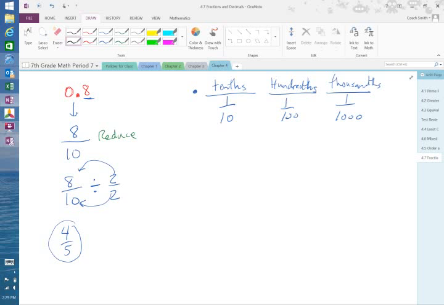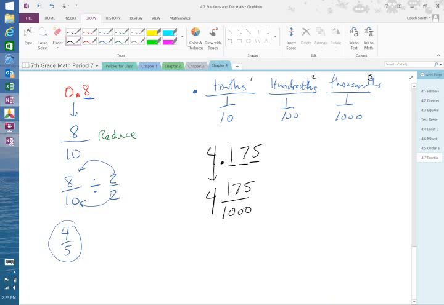For example, the next one I'm doing, 4.175. There are 1, 2, 3 place values, so it's in the thousandths place value. I take 175 and put it over 1,000. The number in front of the decimal comes down in front of the fraction. That right there is the thousandths place value, that's why I put it over 1,000.